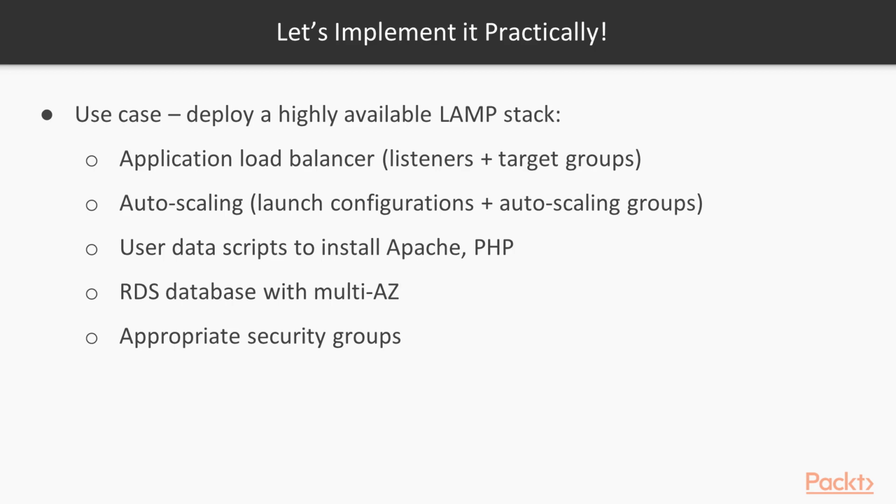Let's understand. So first it would be an application load balancer. When you create an application load balancer, you will have to create listeners and target groups. Now, once you create an application load balancer, you have to create auto scaling. Within auto scaling, you have launch configurations and auto scaling groups. This is one. Then you also have to work with user data scripts because you have to install Apache and PHP in the EC2 instances which get launched. Along with that, since this is a highly available infrastructure, you have to work with RDS databases which are based on multi-AZ, and then you also have to work with security groups.